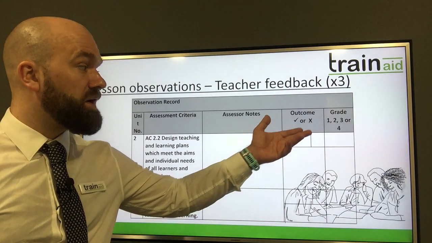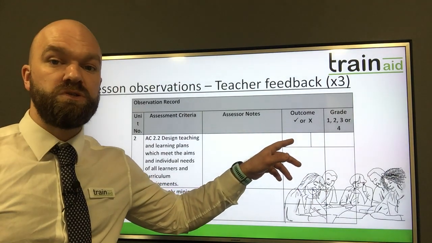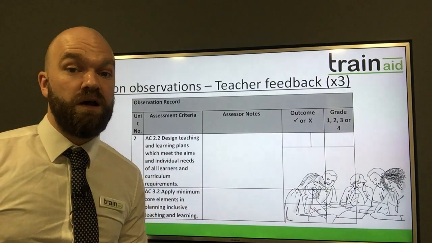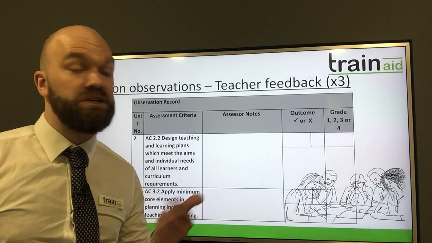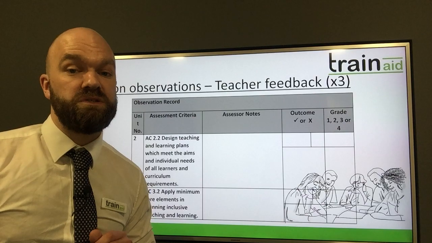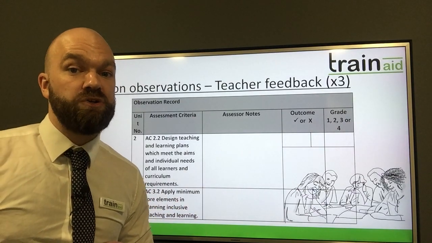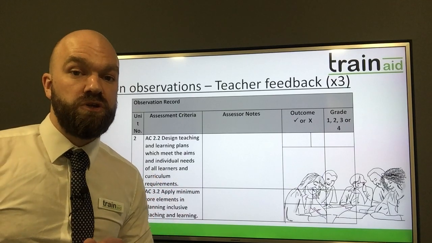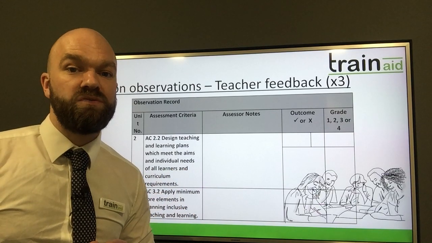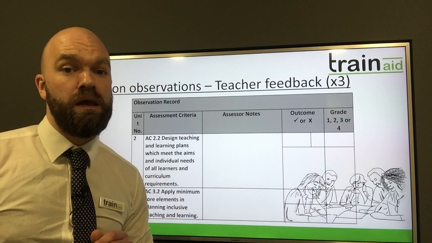We do have a criteria on this form and also the outcome as well. So in this section here we're expecting to see a tick and also a grade. Grade 1 is outstanding, 2 is good, 3 is satisfactory and 4 is unsatisfactory. There is an overall grade and comment section which your observer will need to fill out, but make sure that you both sign the observation form and put the date in as well.